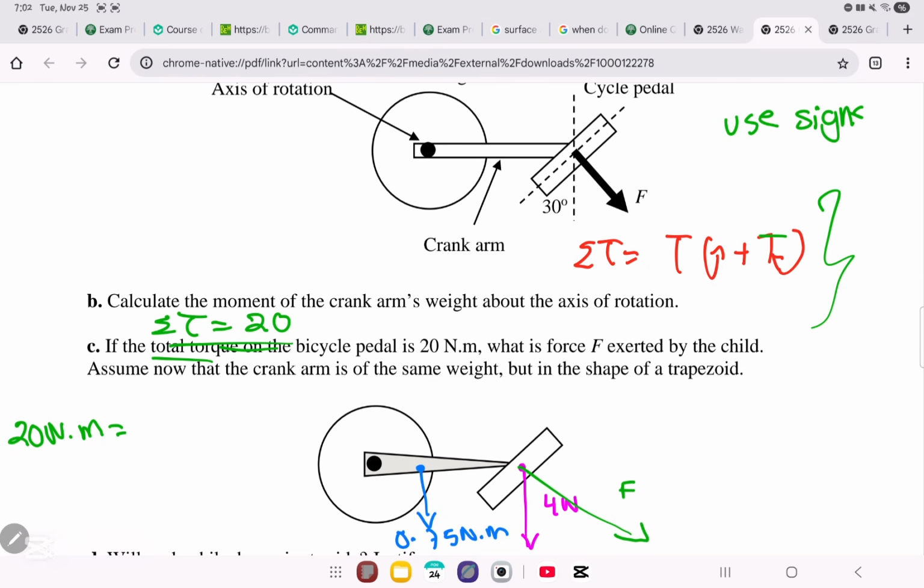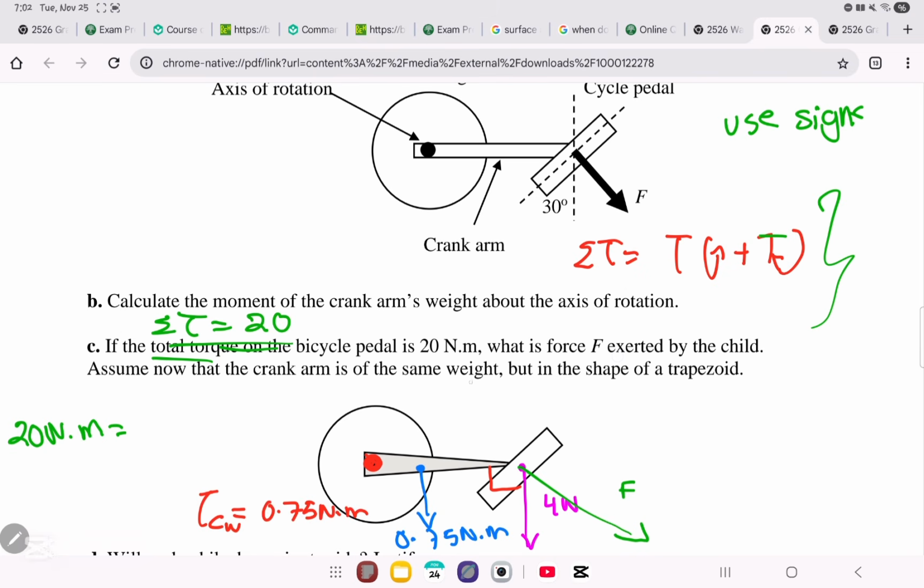So what can I say? I can say that the weight of the cycle pedal is perpendicular to the crank arm. What does this mean? This means it's perpendicular to the center of rotation. So it's going to be the force, right? So the torque of the weight. I'm just going to write here torque of crank arm. It is what? Crank arm weight. It's 0.75 Newton per meter.